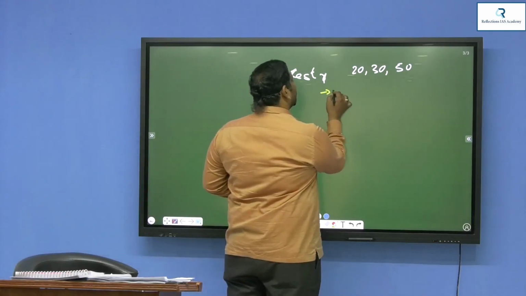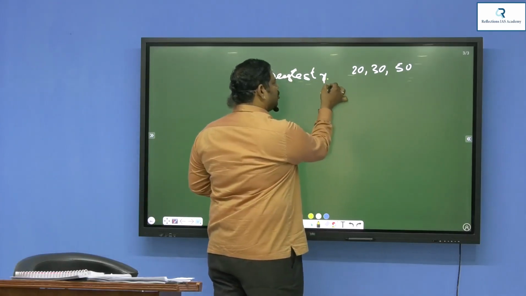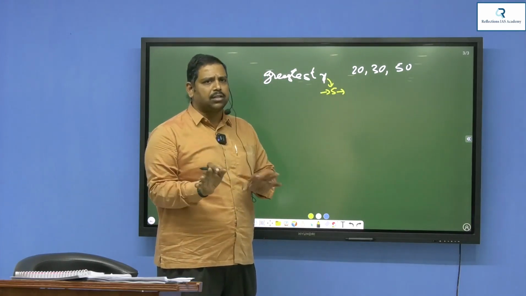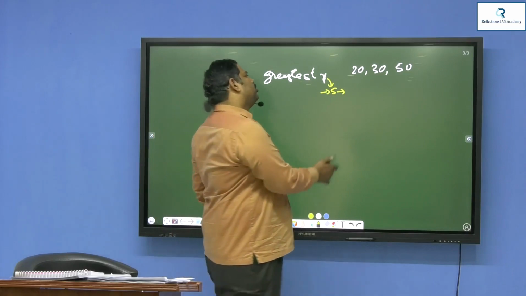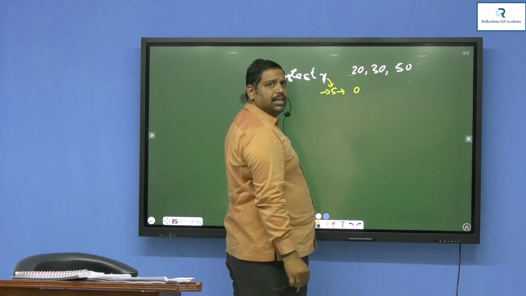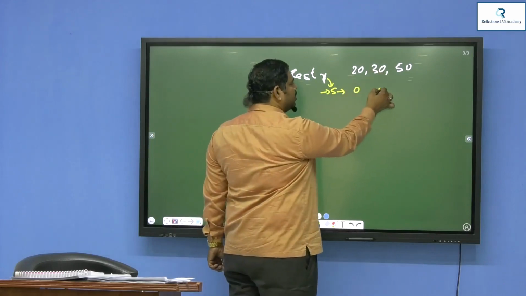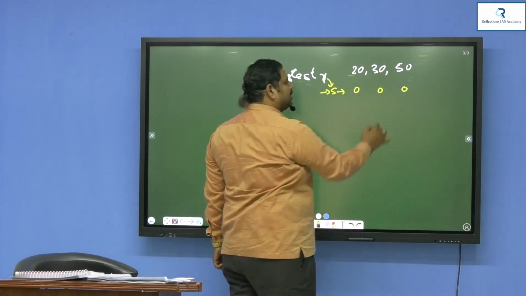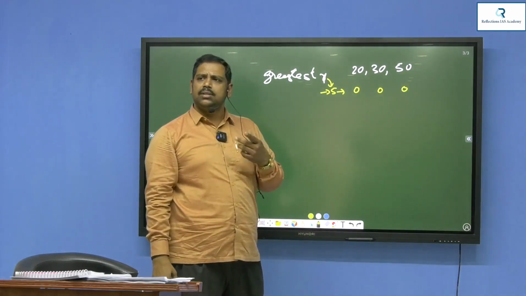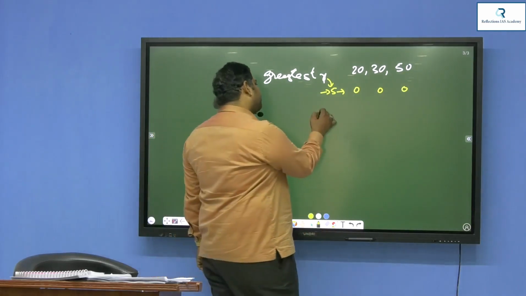Suppose I am taking a number called 5, meaning I am assuming the x value is 5, because I am explaining the concept, not the answer. If you divide 20 by 5, the remainder is 0. When you divide 30 by 5, the remainder is 0. 50 by 5, the remainder is 0. So same remainder or different remainder? Same remainder.